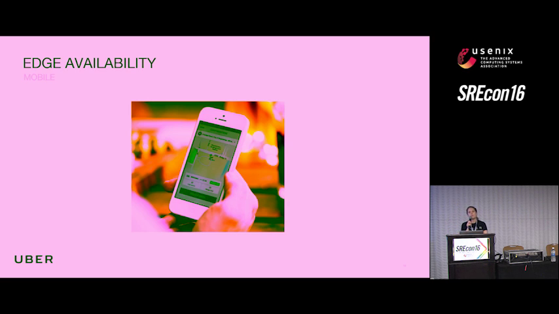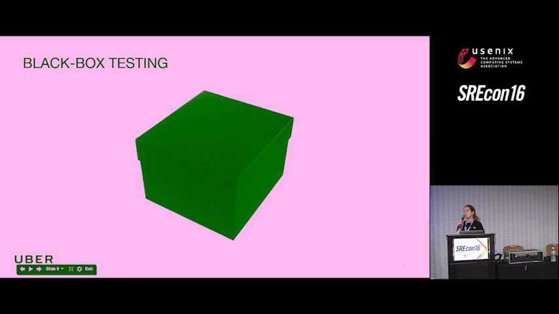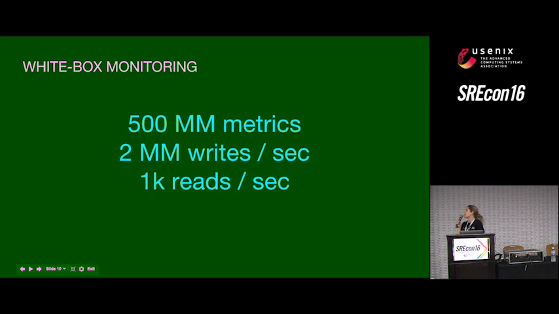So one thing is, obviously, we're a mobile app, so we have to make sure we monitor edge availability. The second thing is we do black box testing. Thirdly, we also do white box monitoring. This is actually a quite formidable task because at Uber, we have a staggering 500 million time series that we ingest. So that means we need to build a database that can write 2 million writes per second, and that can read about 1,000 reads per second.